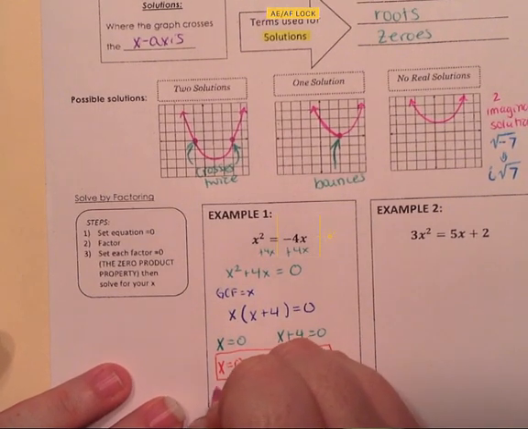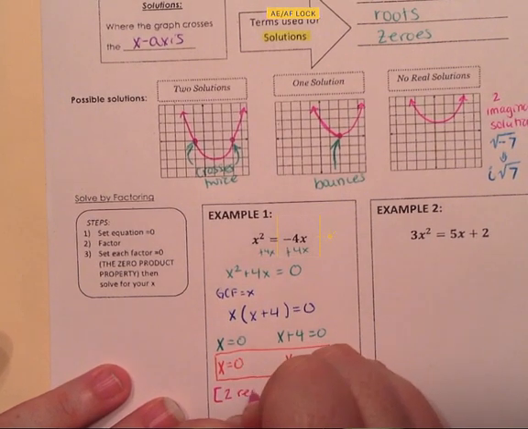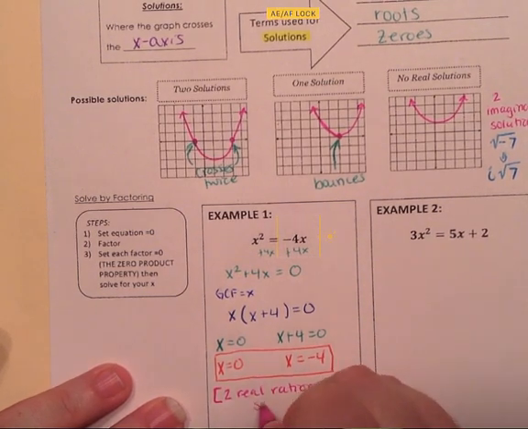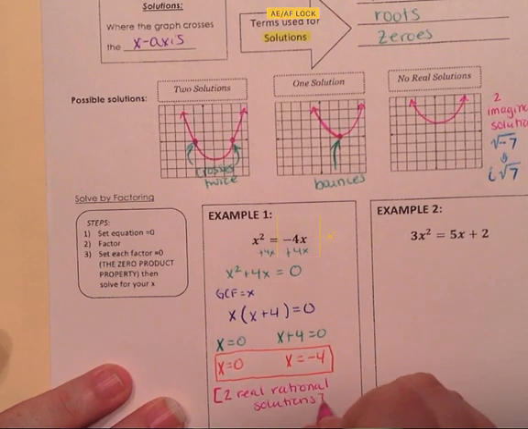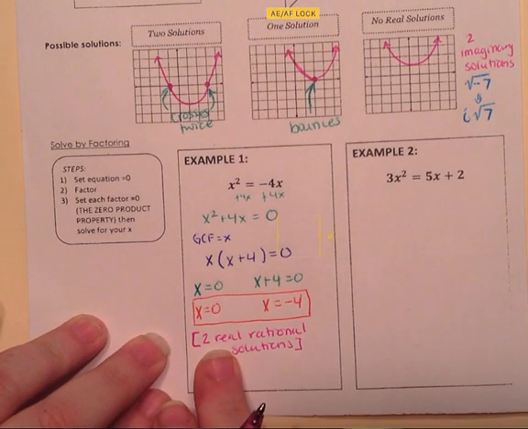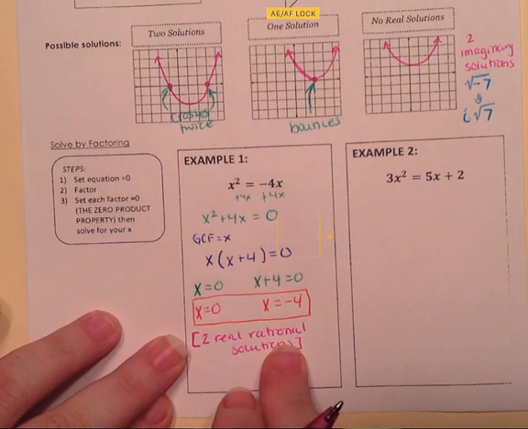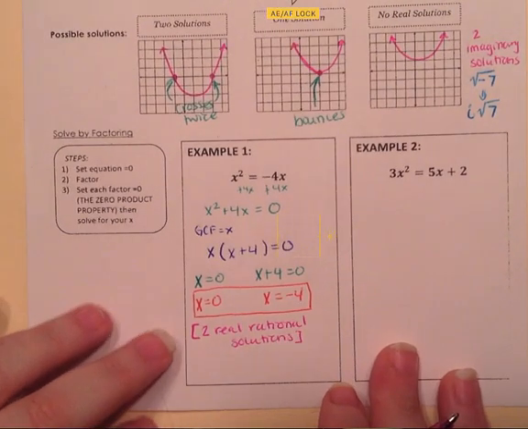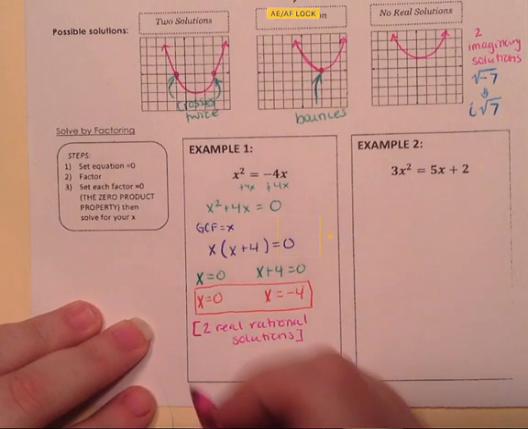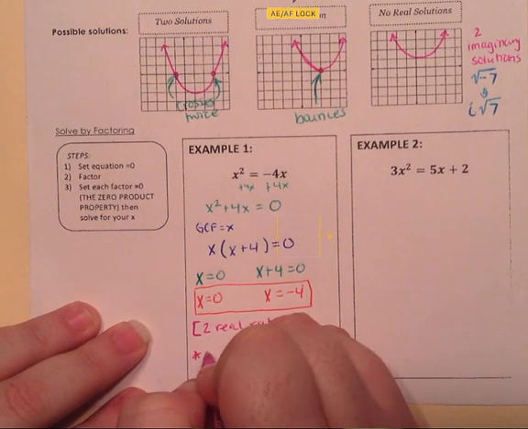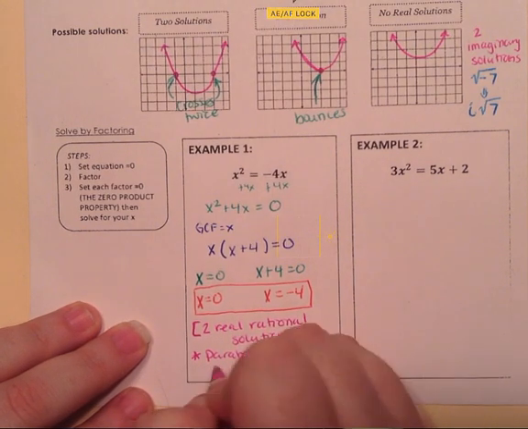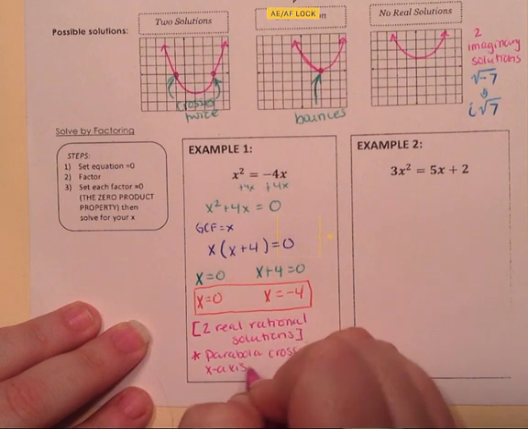I'm just going to make a note, this has two real rational solutions. We always want to see that because in the future we're going to have to know how many solutions, real or imaginary, rational or irrational, that we'll end up having before we even do anything. So since we have two real rational solutions, that means that the parabola crosses the x-axis twice.